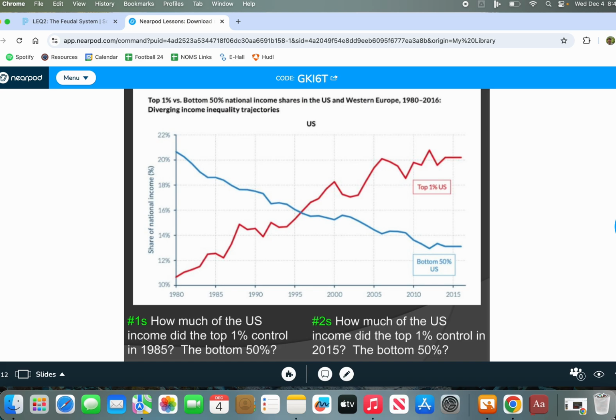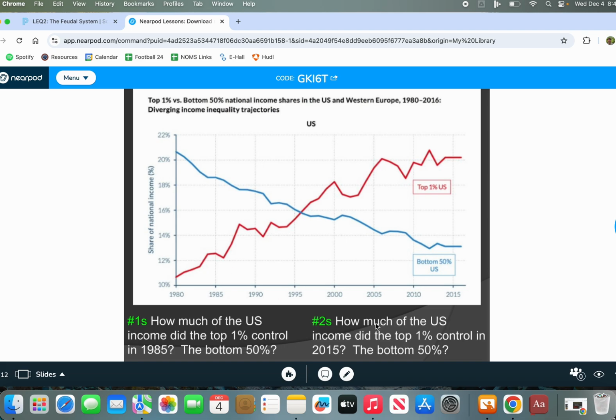How much of the U.S. income did the top 1% control in 1985? So you're going to go to 1985. What percent did they control? Just guesstimate. All right, if you were thinking 12.25, that's roughly what I would say as well. Because we can see that right here would probably be 13, because that's 14. So 13 would be here. You could say 12.25 or 12.5 now that I'm looking at it. It's pretty close between both.